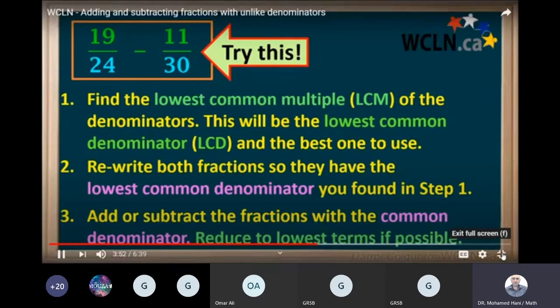Here's a question for you to try. Pause the video and go through the steps we outlined to obtain your answer. Then resume the video and check your answer.